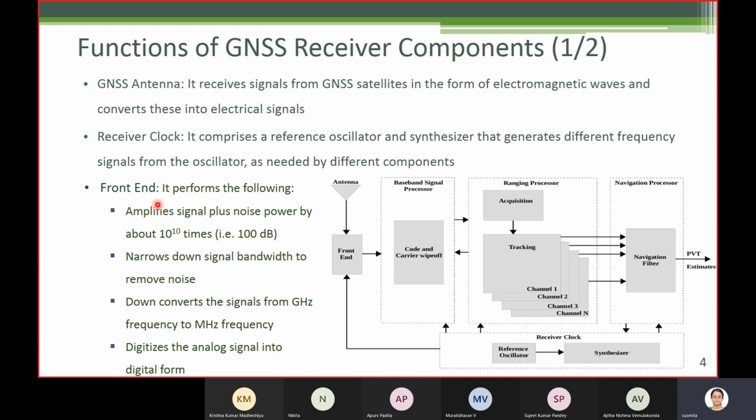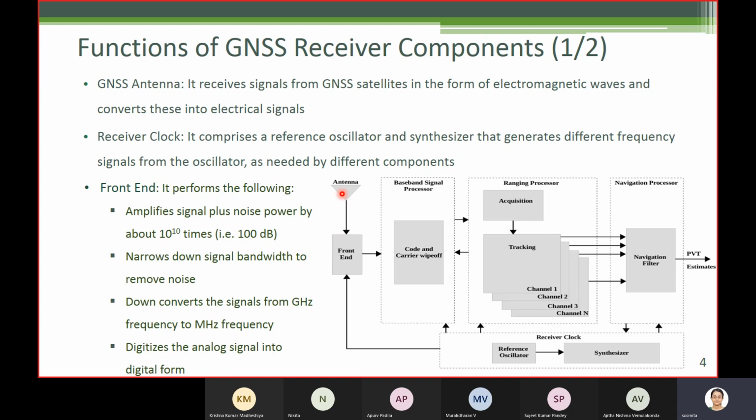Its primary job is to condition the received signal so that it can be processed by the subsequent components. The first thing is amplifying the signal power. The second thing is narrowing down the signal bandwidth. Now see, when the antenna receives the signal, it has a certain bandwidth, depending on the antenna design. The bandwidth also depends on what signals, and what code and carrier, the receiver is supposed to process.